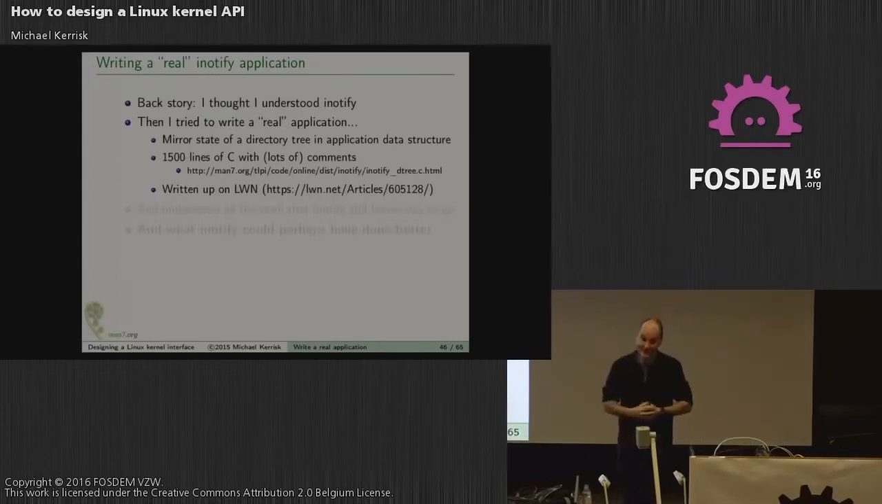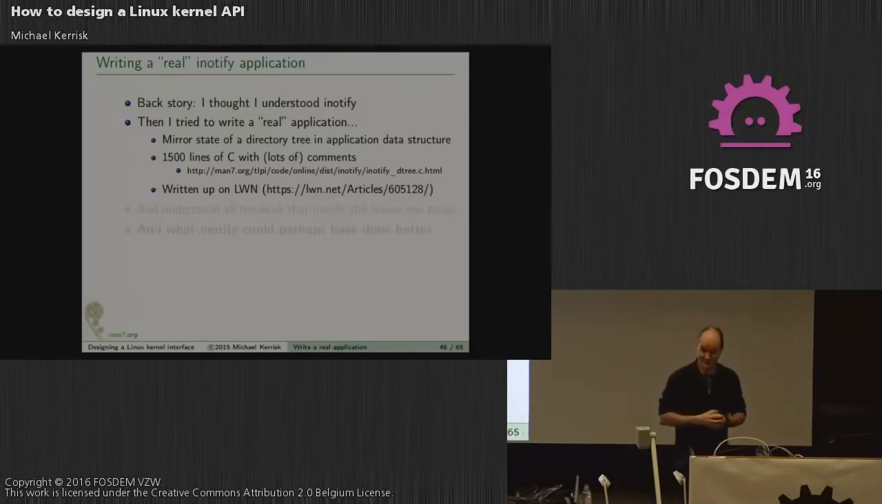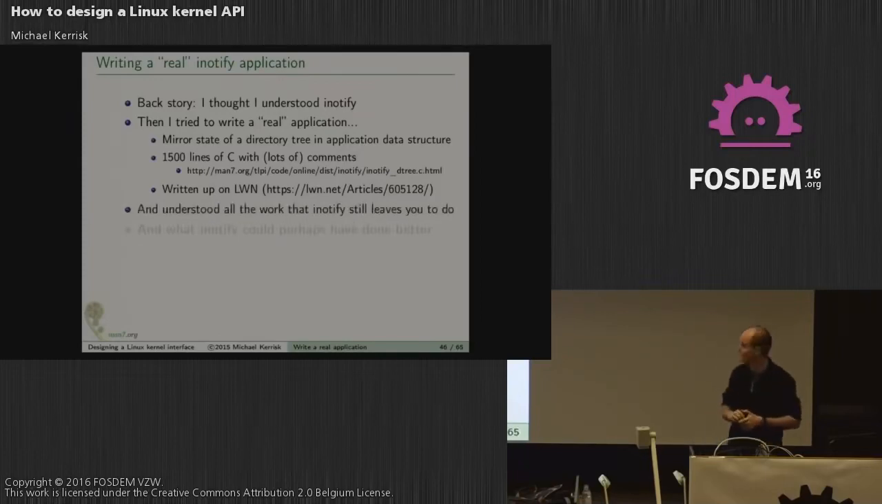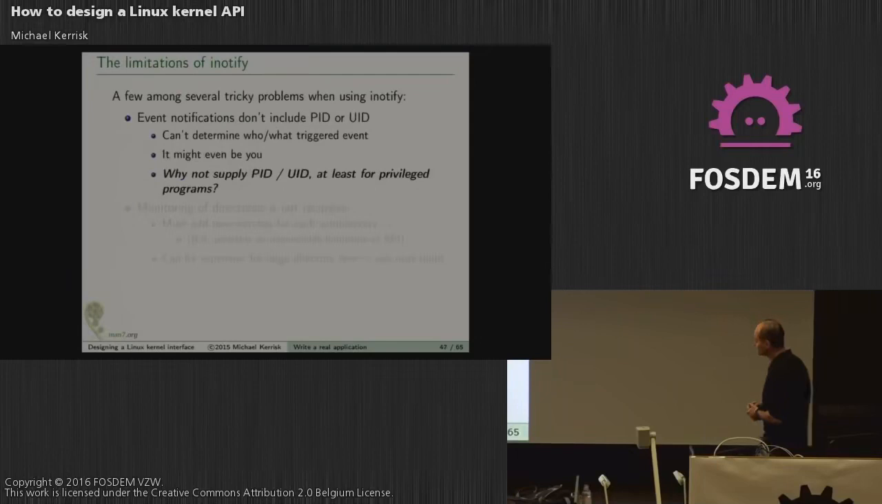That took me 1,500 lines of C code, and I wasn't even producing anything useful. Okay, that includes some comments there, but let's say 1,000 lines of C code. And I wrote it up on LWN, so you can go and read the long version of this story. And then I understood that iNotify is a good thing, but it leaves you with still a lot of problems to solve. And some of those problems, I think, could have been solved by iNotify.